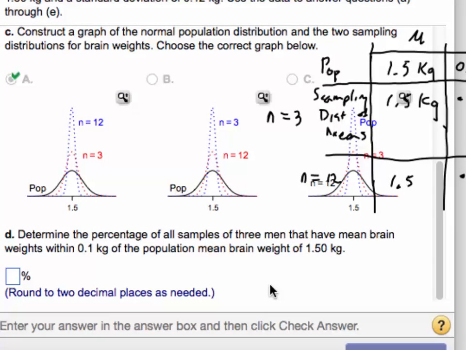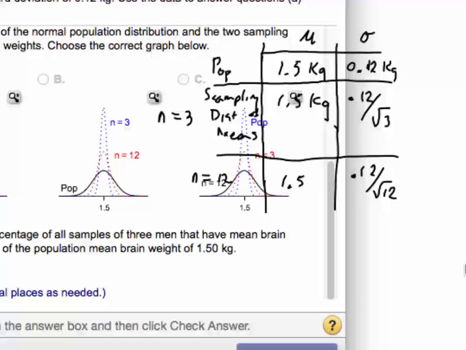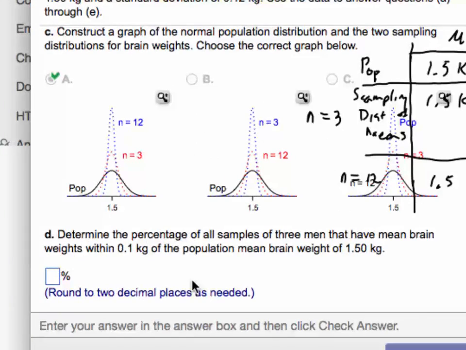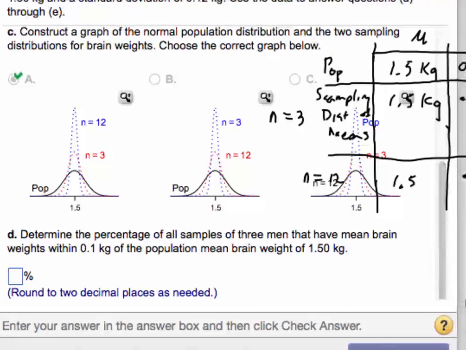Determine the percentage of all samples of 3 men that have a mean brain weight within 0.1 kilograms of the population brain weight of 1.5. So, which distribution are they asking us to work with? 1, 2, or 3? Number 2, the one with n equals 3. So we're going to use this mean and this standard deviation, and we need to get a percentage of samples that have a certain mean.